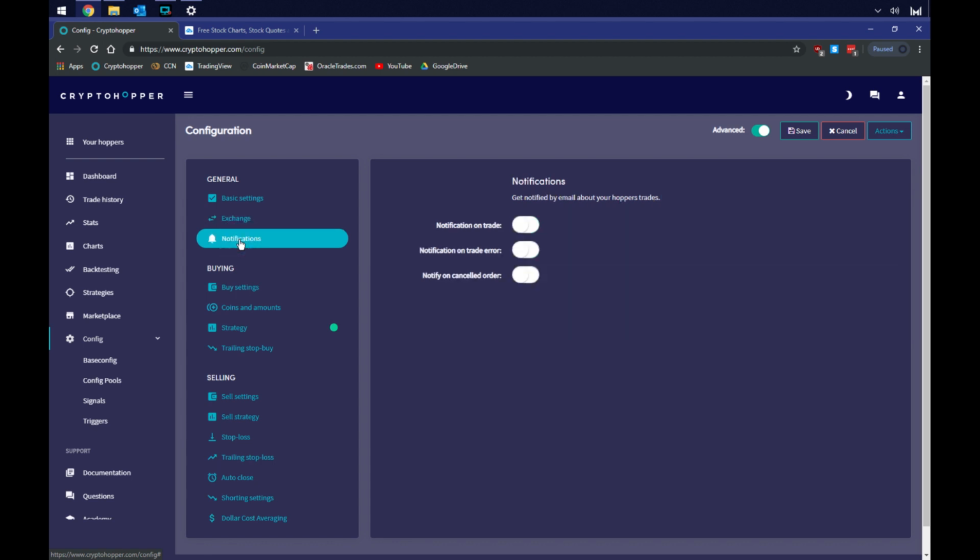Notifications allow you to get emails about trades or trade errors, something that is particularly useful at the very beginning of a new strategy deployment. However, this can get a bit annoying after a while, so this is where you can enable or disable this functionality.